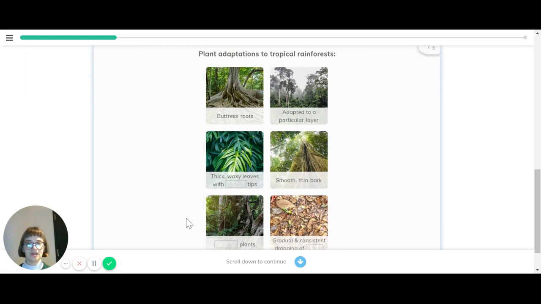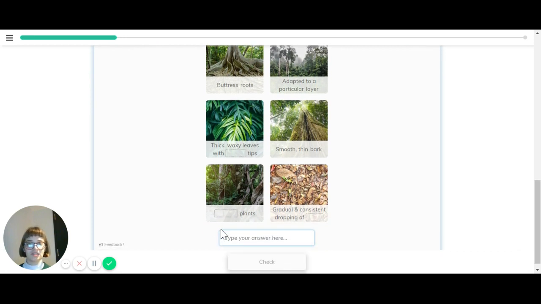Let's just do another quick recap. Different plant adaptations are buttress roots, adaptations to a particular layer, smooth and thin bark, thick waxy leaves with pointed tips, climbing plants, and gradual and consistent dropping of leaves.